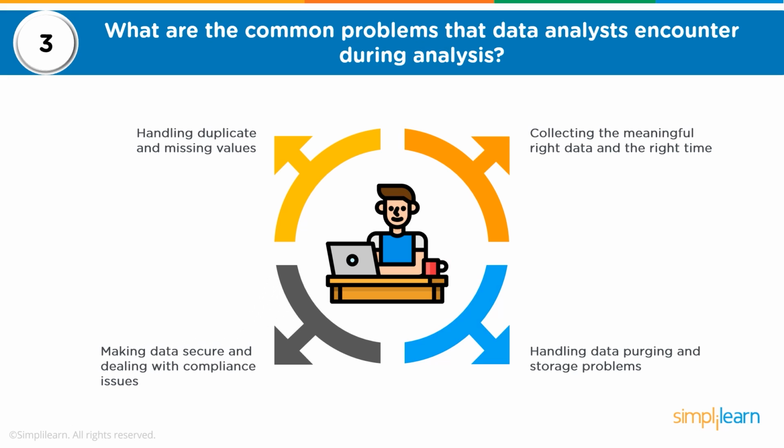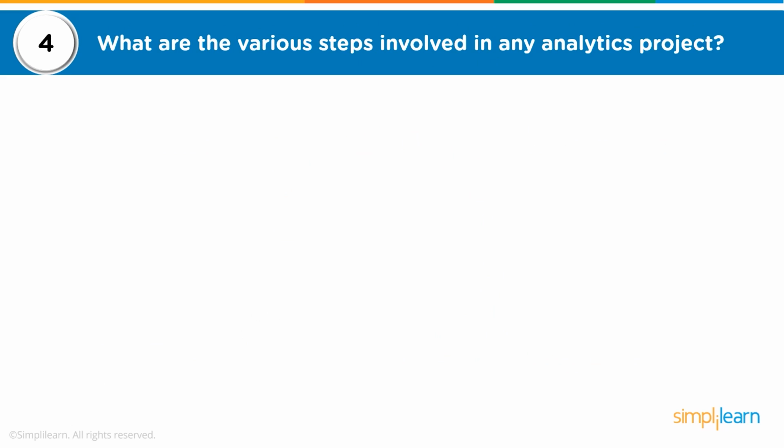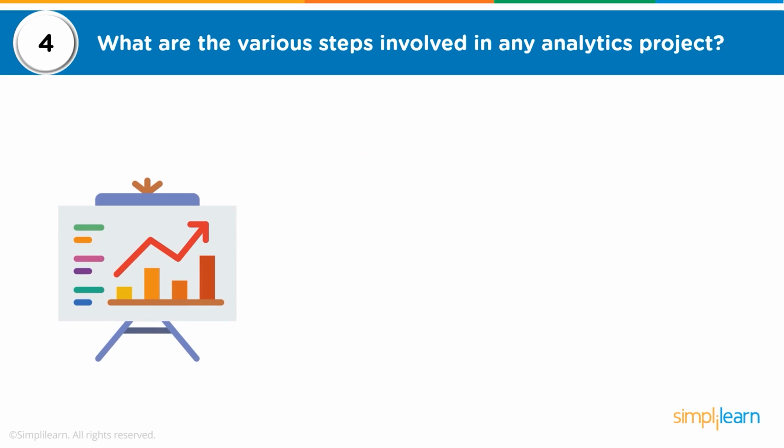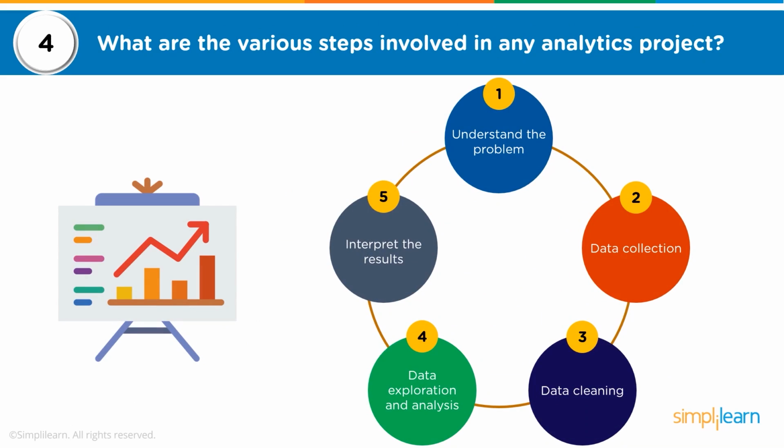Number 4, what are the various steps involved in any analytics project? Number 1, understand the problem. We might spend 80% doing wrangling, but you better be ready to understand the problem, because if you can't, you're going to spend all your time in the wrong direction. This is probably the most important part of the process. Everything after it falls in, and then you can come back to it.